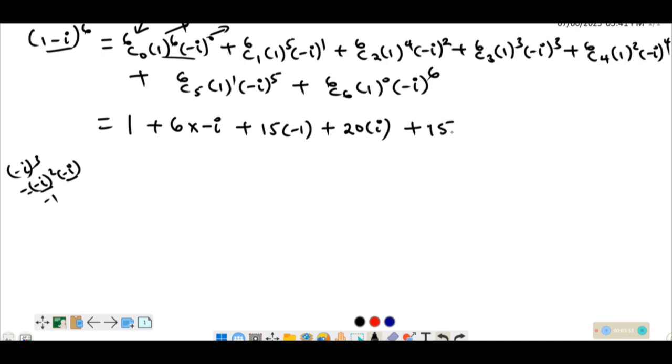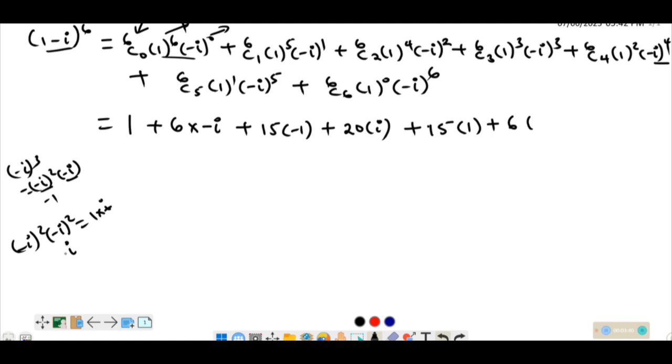15. And this 15 will be multiplied by negative i squared times negative i squared. That is i to the power 4. This will be 1. And we shall add there 6 combination 5. That is 6 into negative i to the power 5. This will be 1 times negative i.